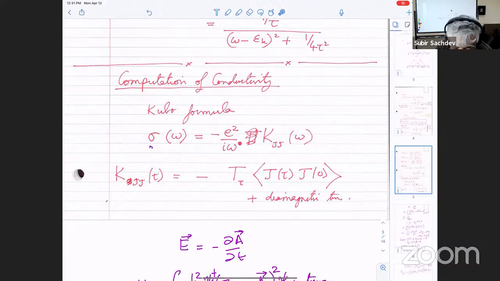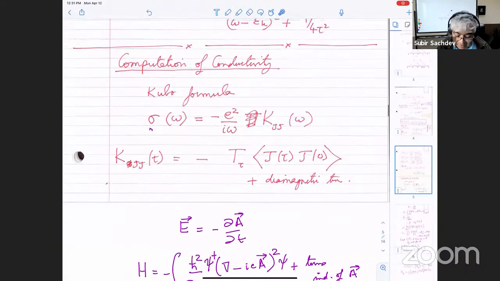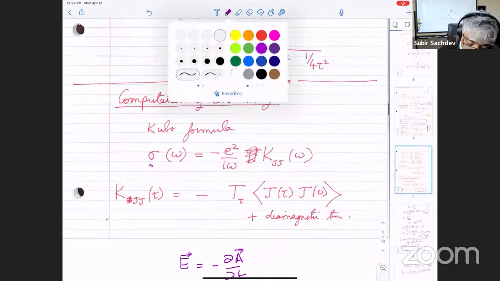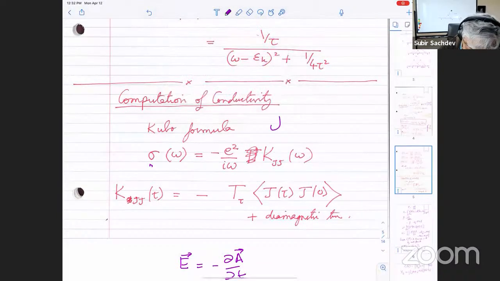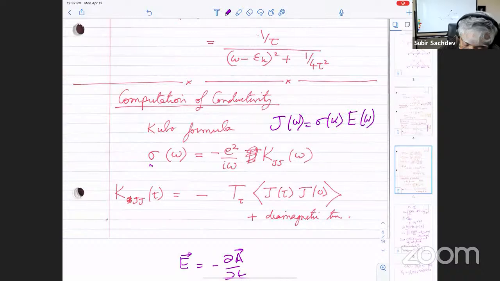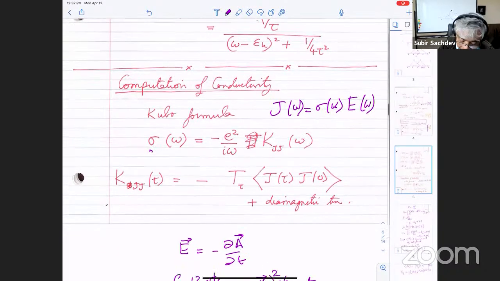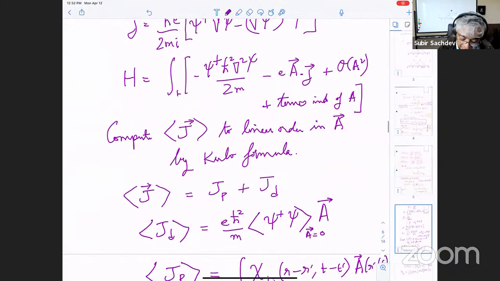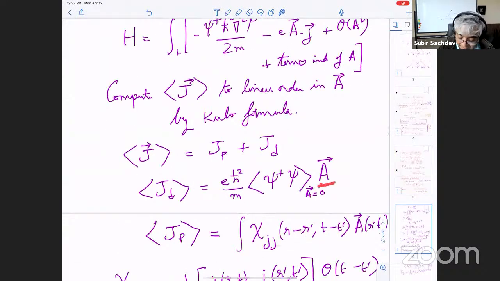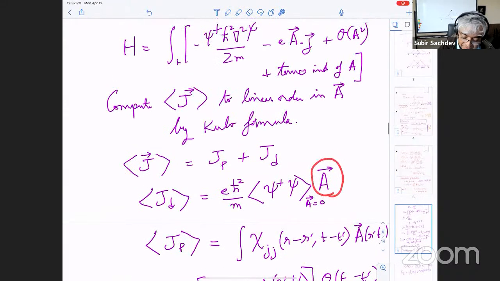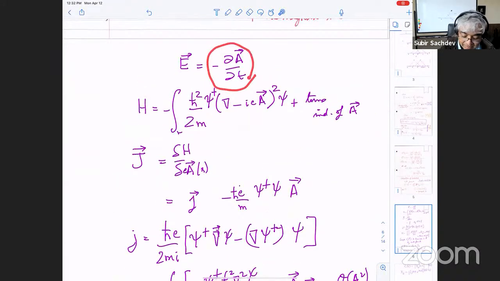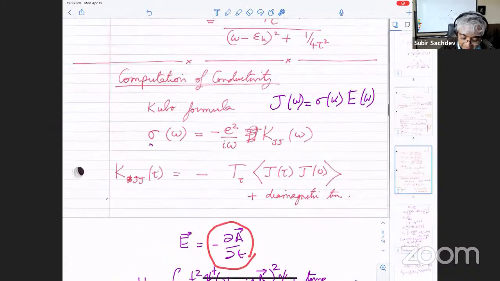And the only other surprise is this omega. Where is this omega coming from? The omega is coming from the fact that the response function you're interested in is j of omega, a response to some electric field: sigma of omega times some electric field at frequency omega. Whereas what you computed is the response j to capital A. And how is A related to E? Well, the relation gives you a factor of I omega. So you have to divide the whole thing by I omega.